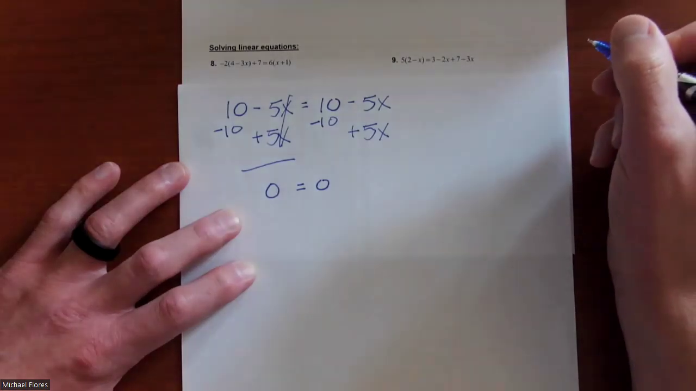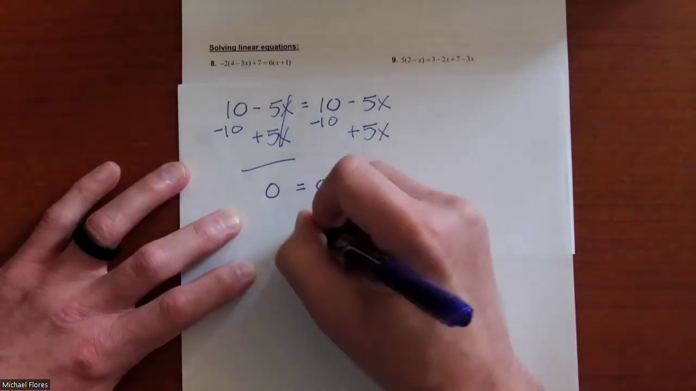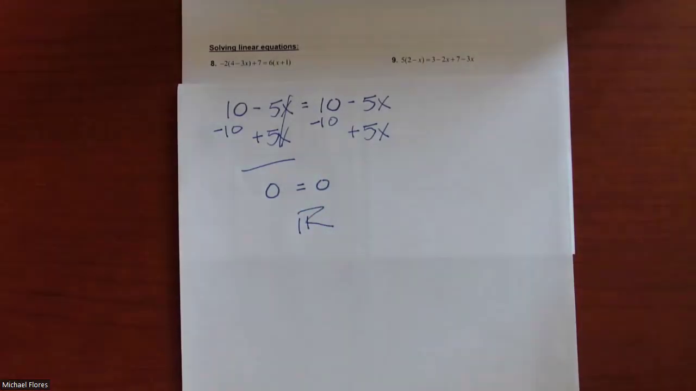Okay, now look at this. 0 equals 0. Is that a true statement? Yes, it is. Therefore, all real numbers. That's your final answer. Example 10.